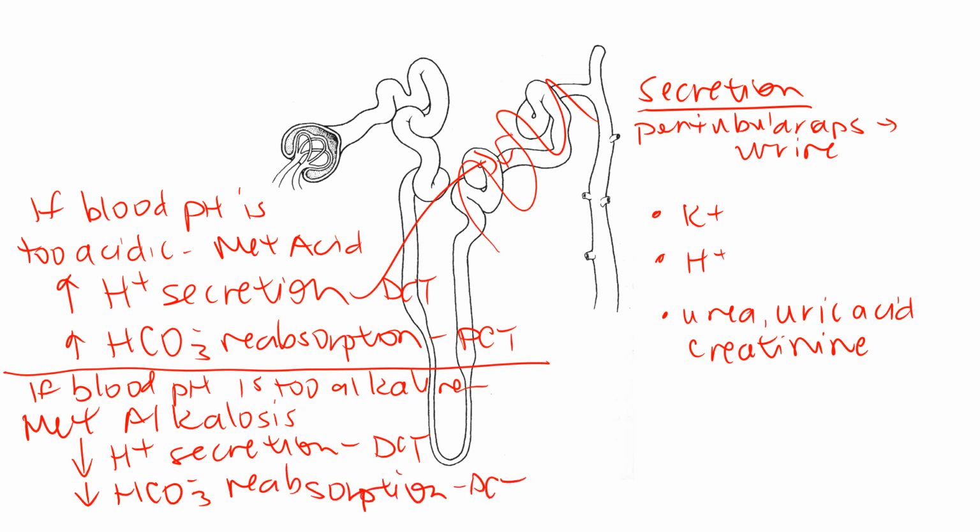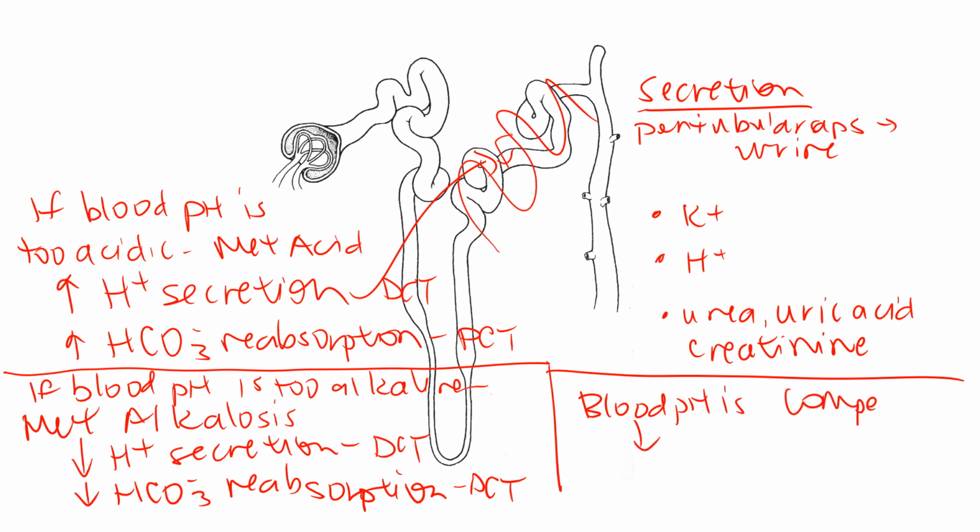In the PCT. So let me give you a helpful hint. Let's use this bottom right-hand corner for helpful hints. If your blood pH is too low, then your compensation here, the way your kidneys fix your blood pH problem, is to increase secretion of hydrogens and reabsorption of bicarbs. If your blood pH is too high, meaning too alkaline, the compensation is to decrease hydrogen ion secretion and bicarbonate reabsorption. Let me also emphasize this.